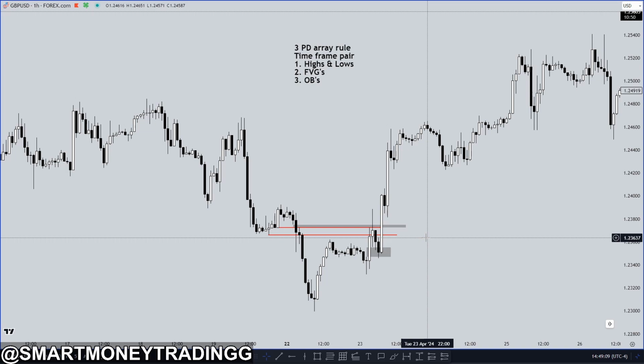And this is a fractal model. This is fractal on every time frame. You can use it on the 1 minute, we can use it on the 5 minute, you can use it on the hourly, you can use it on the daily, on the monthly, on the 3 month. It doesn't matter. This, the 3 PD array rule can be used on any time frame.